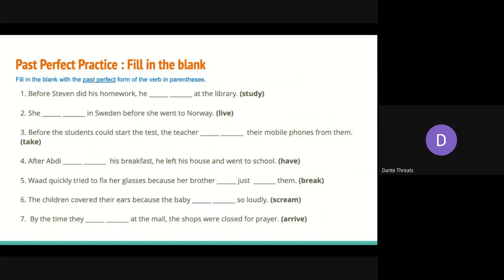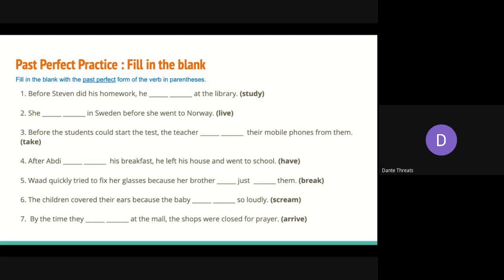Four, after Abdi blank blank his breakfast, he left his house and went to school. Five, Wa'ad quickly tried to fix her glasses because her brother blank just blank them. Number six, the children covered their ears because the baby blank blank so loudly. Seven, by the time they blank blank at the mall, the shops were closed for prayer. Do you have answers for these?